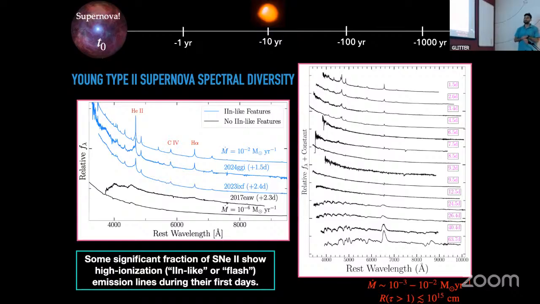This is work ongoing, but for every single flash ionized supernova, we've gotten late stage nebular spectra with Keck at 1 year, 2 years, 3 years, and they're very diverse. Some look completely normal, some are completely shock powered. So the larger distance CSM is very uncertain.